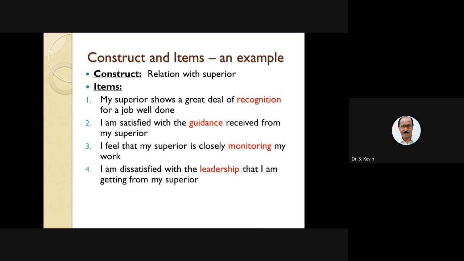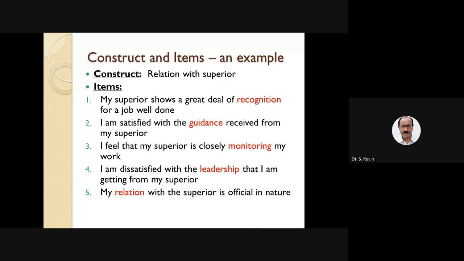I am dissatisfied with the leadership that I am getting from my superior. The superior is supposed to give leadership to the employees under him. A person says, I am dissatisfied. So if he agrees with the statement, I am dissatisfied with the leadership, that means his relation with the superior is not good. If he disagrees with the statement, which means he is satisfied, that means the relation with the superior is good.